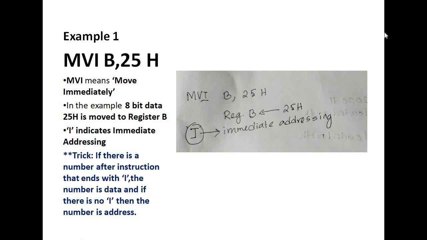Clear? So in this example, what do you understand? MVI means move immediate: MV means move, I means immediate. Move immediately the data 25H into register B. Now see here, as soon as the processor fetches the instruction from memory, whenever you type this instruction MVI B, 25H, what does the assembler do? The assembler converts this instruction into zeros and ones.